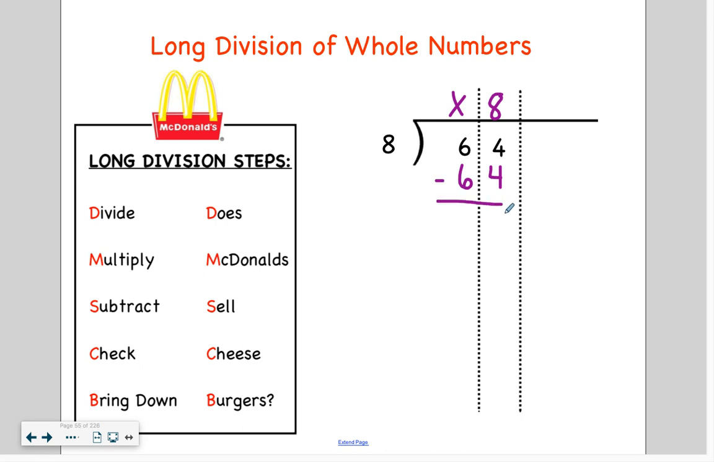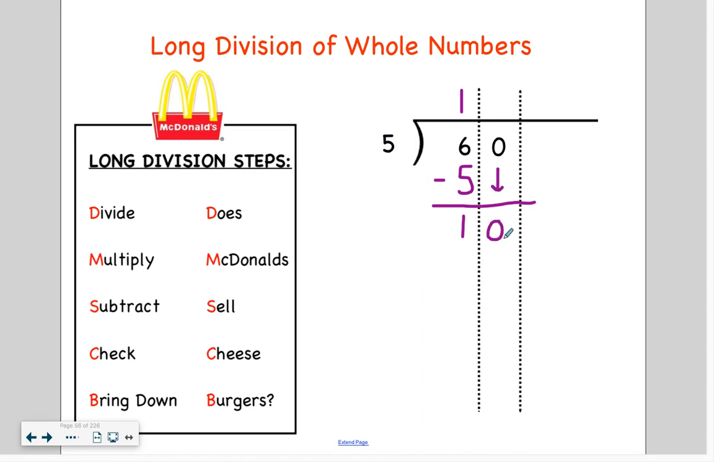Subtract. There's nothing left to bring down, so our answer, or our quotient, is 8. One final problem. Let's start it from the beginning. Division. 5 goes into 6 one time without going over. Multiply. 1 times 5 is 5. Subtract. 6 minus 5 is 1. Check. 1 is less than 5, so we chose a good number up here. Bring down.